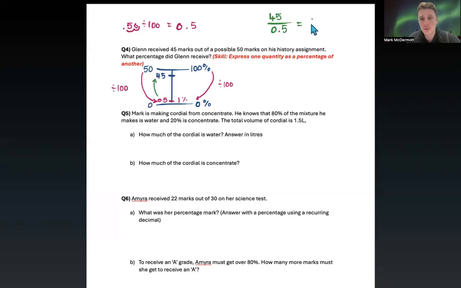Now, 45 divided by 0.5 is dividing by 1/2, which is the same thing. Remember, dividing fractions, you multiply by the reciprocal. So 45 times 2, which is 90. Okay, so you need to multiply this side by 90, which means you need to multiply 1% by 90, which means that this must be 90%. So they received 90% on the test.